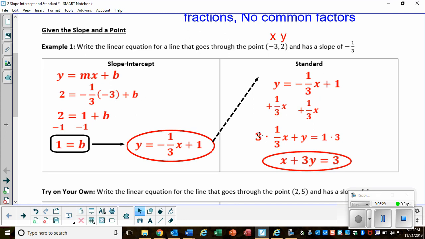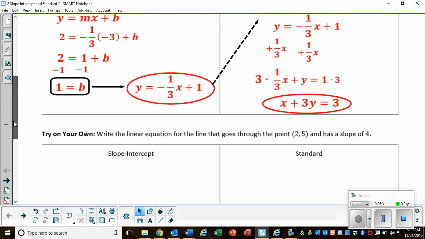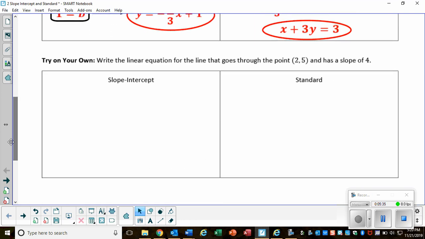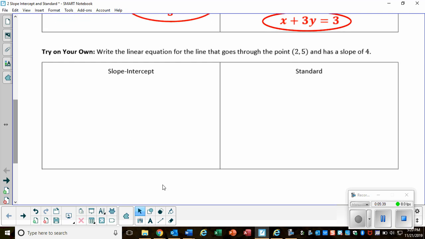Okay? So now you guys are going to try this on your own. Go ahead and give it a shot. Write down your answers. If you have questions, write them down too, and we can answer them in class.